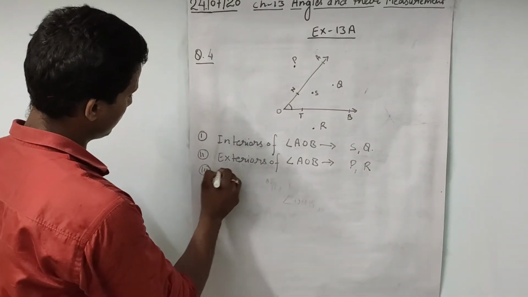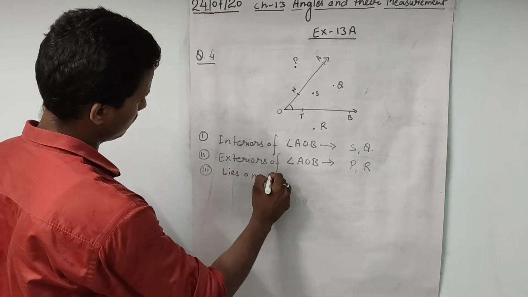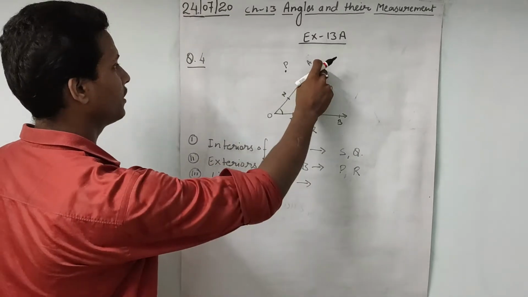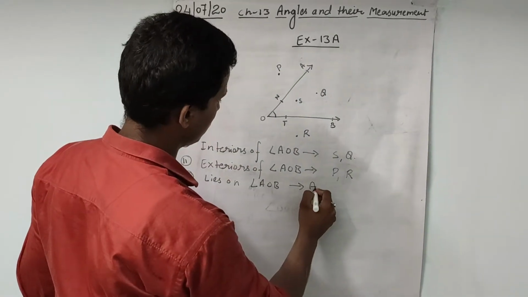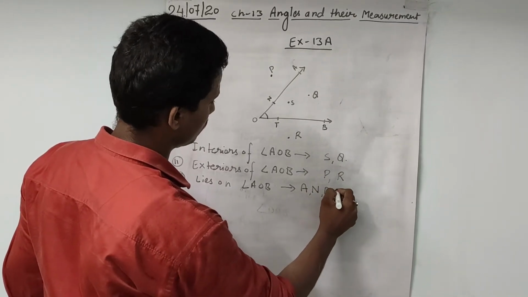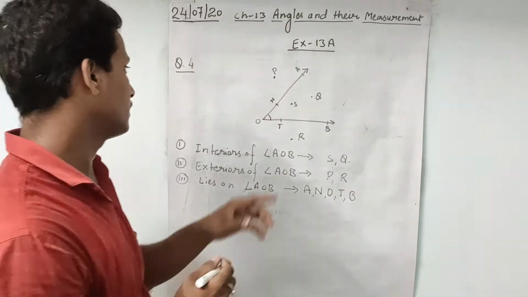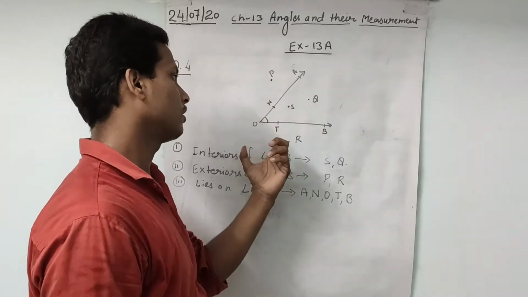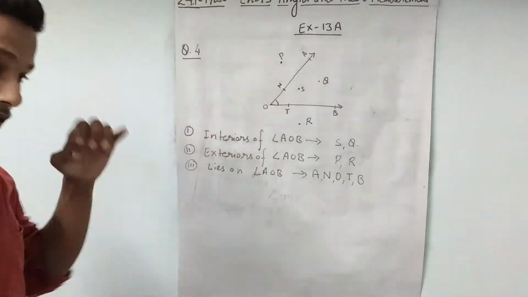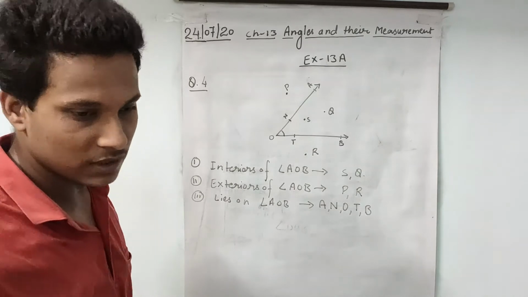The third one is points that lie on angle AOB. First point A lies on the angle, then N, then O, then T, and then B. These 5 points lie on the angle. You will consider these points also, because they lie on the arms of the angle.